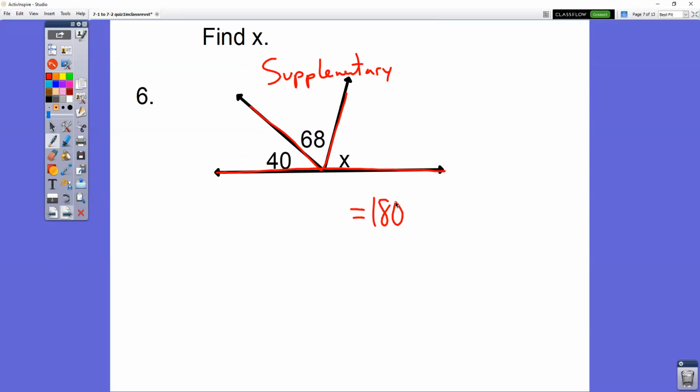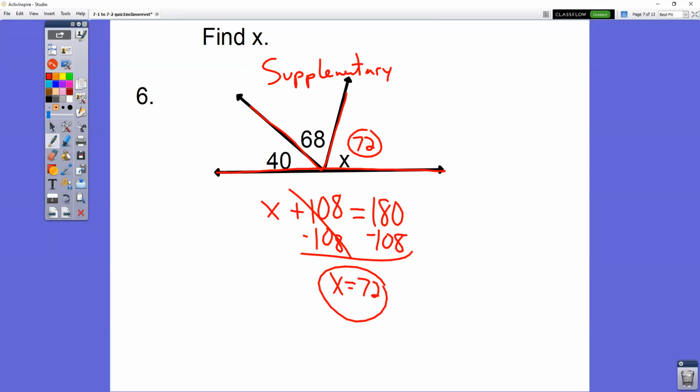Some people could just maybe do this in their head. 40 plus 68 is 108. And then to get to 180, we would have to add 72. Other people might want to set up an equation. x plus, you have to add these 2 angles together, 108 equals 180, minus 108 minus 108. So we have x equals 72. Or probably the easiest way is to just take 180 and subtract out the 2 angles that were given. 180 minus 40 minus 68 gives you 72.